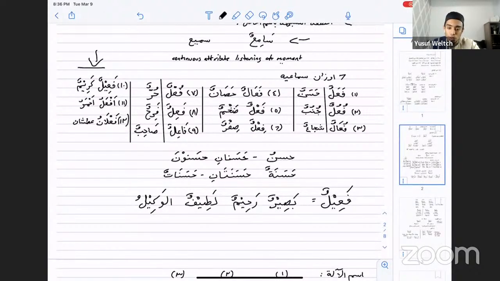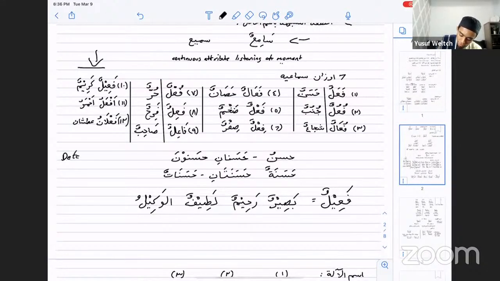But there were two things that we excluded. We excluded defects and we excluded colors. So when it comes to defects and colors, it's a sifa mushabbaha, this continuous attribute. The continuous adjective is probably a good translation. So ahmar is the example, red. Something is not just red temporarily. Things that are red are generally red all the time. Same thing with defects.